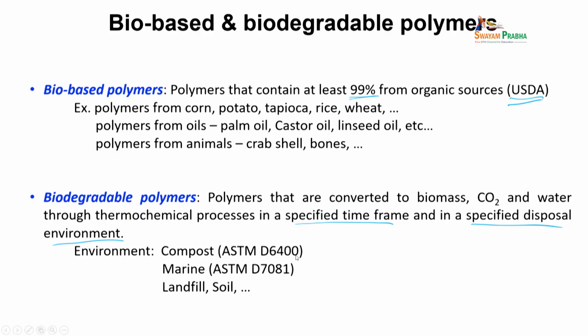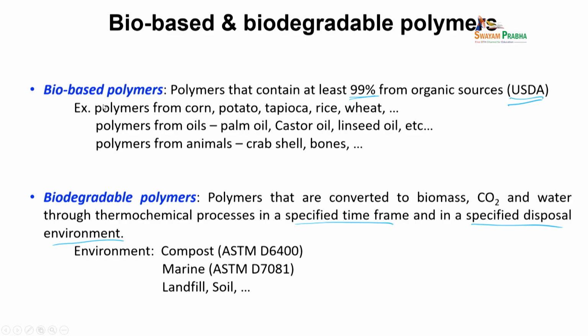So what do I mean by environment? This environment may mean many things. It could be a composting condition as per the ASTM D6400 standard, which is the American Society for Testing of Materials standard. Or it could be a marine situation, where it may be disposed in oceanic conditions, or it could be in landfill or soil. Under one of these conditions, we ask whether a given polymer is able to degrade in a given time frame. When I say degrade, I mean it has to convert into carbon dioxide, water, and biomass.